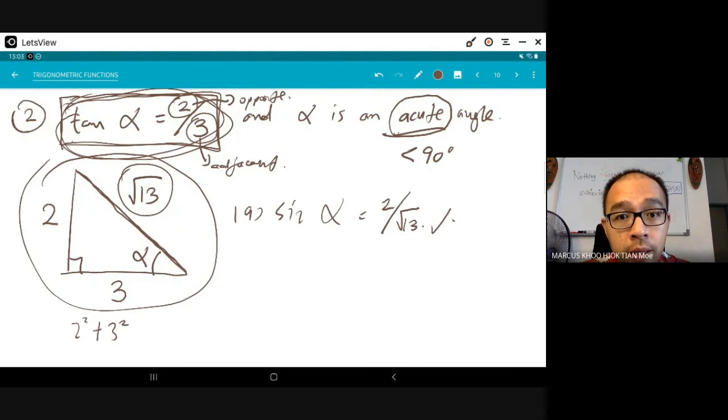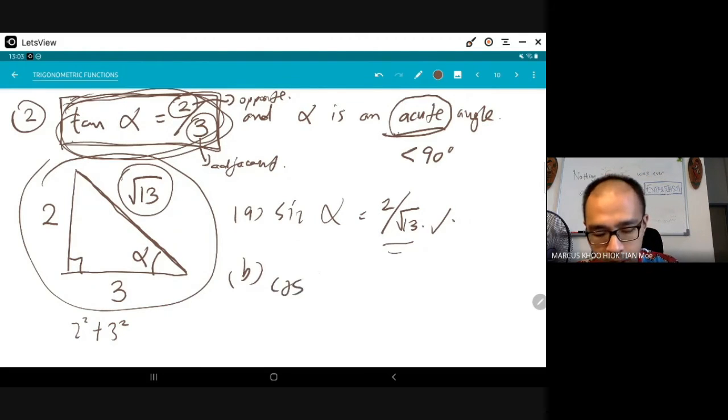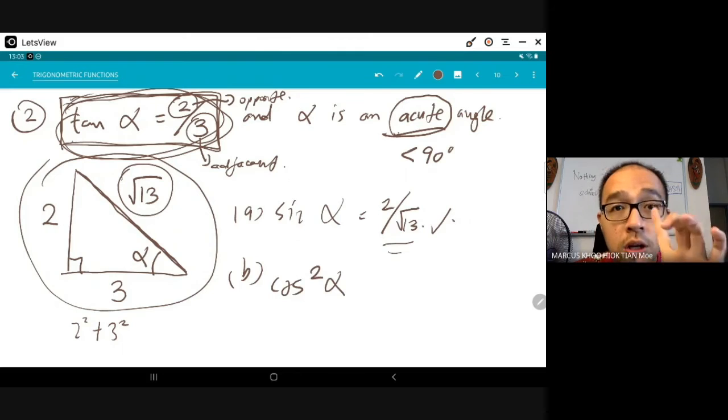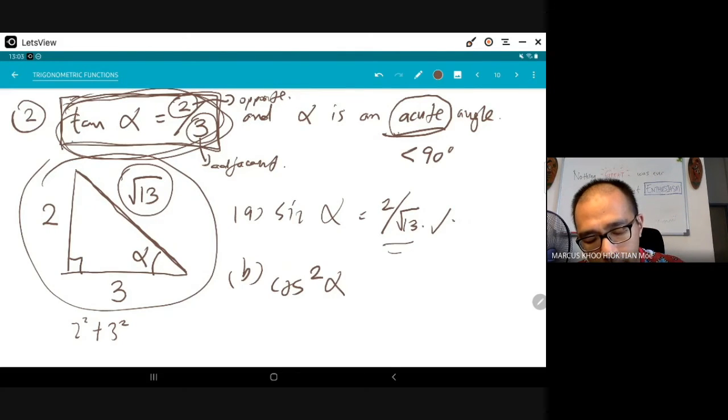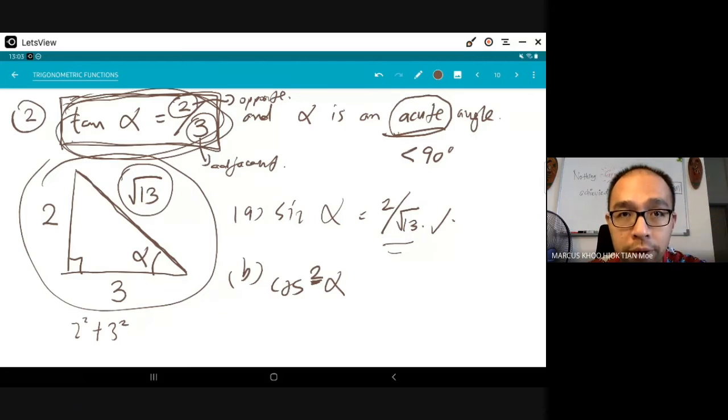Okay, jawapan akhir begini boleh diterima. This is even better than kalau kau letak like bergazillion tempat perpuluhan lah. Okay, question B, cos squared alpha. Very important thing: if this is a square, you first have to find cos alpha, then you kasih square. That's what the cos squared alpha means. You find the value of the ratio first, then you square it.